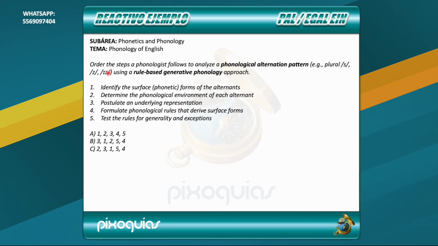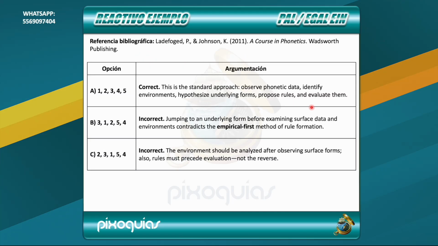This exercise is from the topic Phonology of English. Order the steps a phonologist follows to analyze a phonological alternation pattern, plural S, as in cats, dogs, and buses, using a rule-based generative phonology approach. The correct answer is A. This is 1, 2, 3, 4, 5.